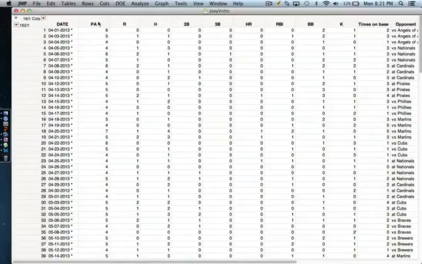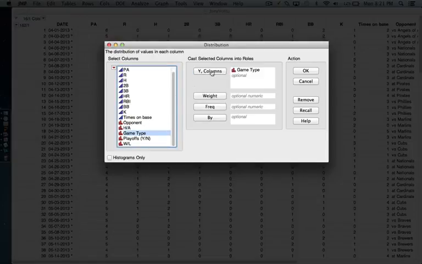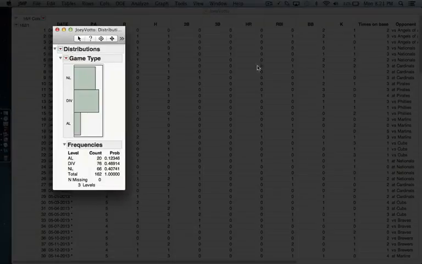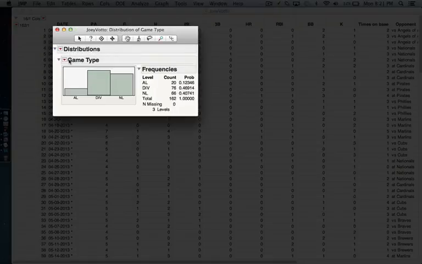In JMP, we're going to go to Analyze, Distribution, and first we're going to do the simpler categorical variable of game type. We're going to click it, say Y column, and say OK. To make it easier to visualize, we're going to click on this red triangle here and say stack. So now it's horizontal. This is a bar chart that shows the relative frequency of each of the game types the Reds played in.